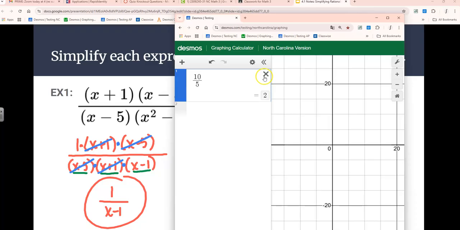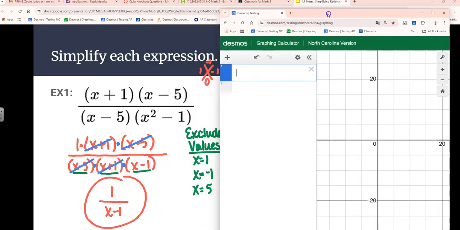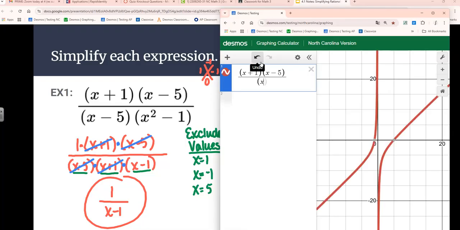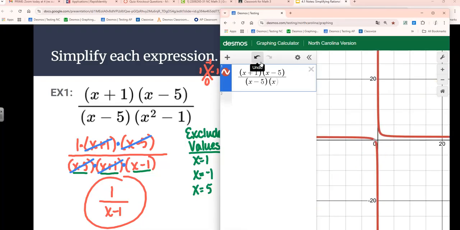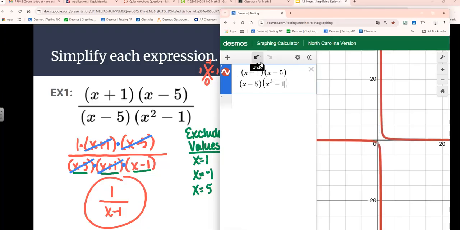If I type in the original, which is x plus 1 times x minus 5 over x minus 5 times x squared minus 1, and I type in 1 over x minus 1, it looks like it is the same graph. It is basically the same graph. Almost everywhere it's the same graph.